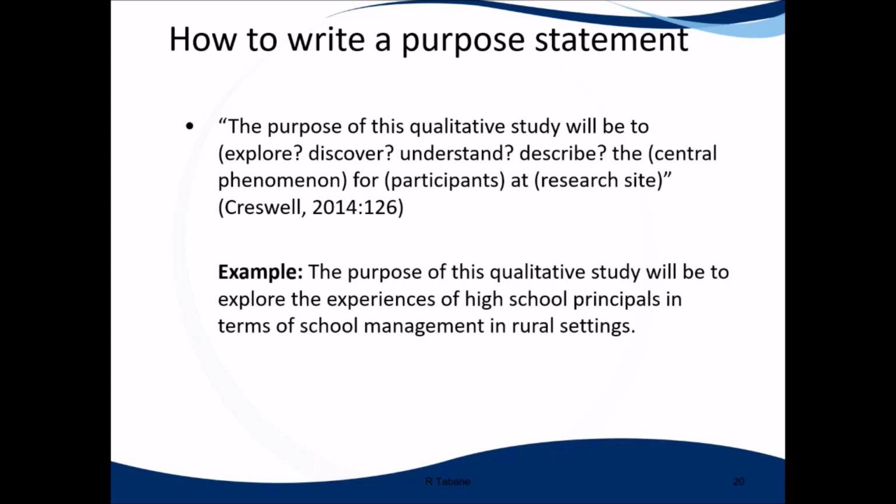Here is an example. The purpose of this qualitative study will be to explore the experiences of high school principals in terms of school management in rural settings. That's the purpose of my study, because I'm interested in these principals. I just watched TV, and the Minister of Basic Education is talking about rural schools that are not performing, and she is saying that it is a matter of the management. You know, the principals are not managing. The teachers are doing as they please.